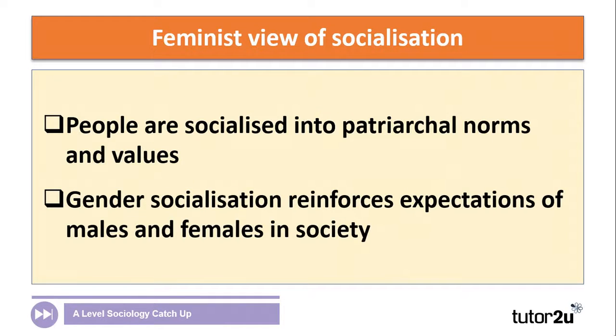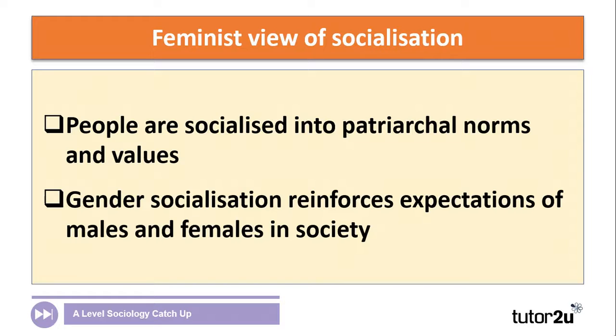Like Marxists, feminists are critical of the role of socialisation. They believe that norms and values of society people are socialised into are the norms and values of the dominant groups. However, they suggest that this is males, not the elites, and that people are socialised into patriarchal norms and values. There is an excessive focus on the needs of men over women that is reinforced through gender socialisation.